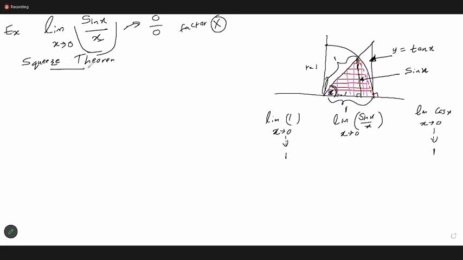Squeeze theorem. Some people sometimes call this the sandwich theorem. So we can express the theorem like this. Let's take some functions called g, f, h. Let's take three functions.